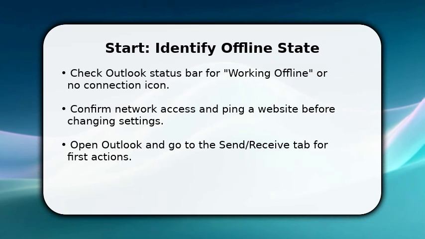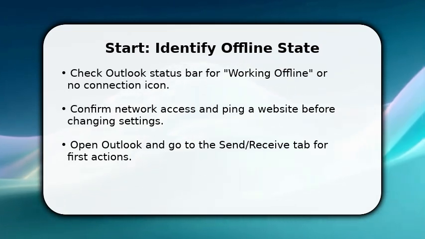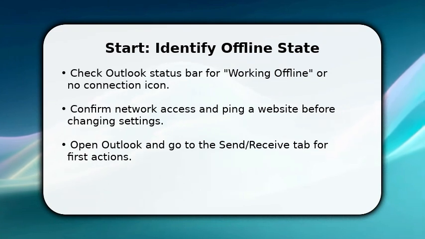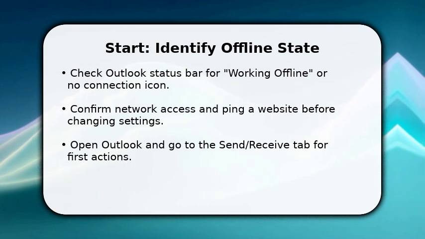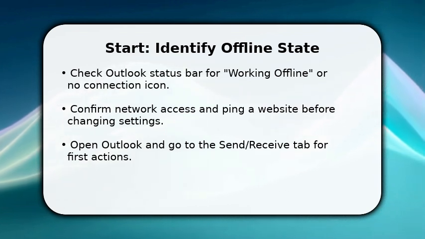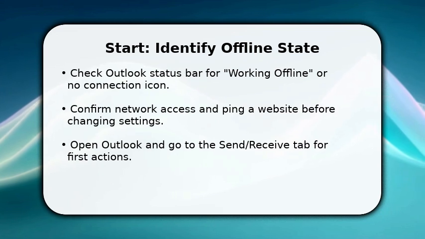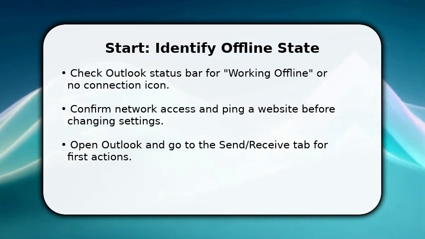If you see Working Offline in the status bar, act now. First, confirm your internet is active so you don't chase the wrong problem. Once connected, open Outlook and go straight to the Send/Receive tab. You're looking for the Work Offline toggle, it's the fastest fix. Click it to restore online mode.